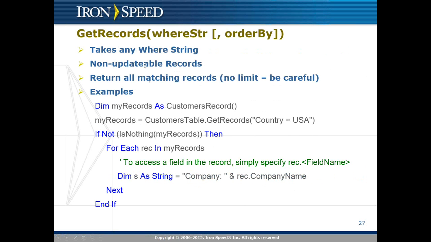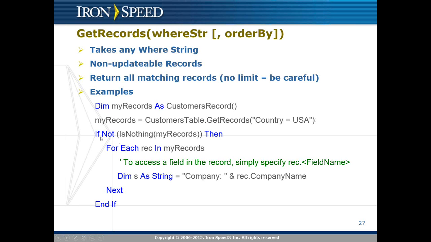And GetRecords takes a where string, yeah, pretty much. It returns a list of non-updatable records, that's correct. But then, within that, you can see here's a nice little construct where my records is customer record. And you notice they're adding the 2 parentheses here, which means it's going to return an array. And then my records equals customers table GetRecords where country equals USA. That requires a fix because that USA should be surrounded by single quotes. So I'll have to deal with that in the slides.